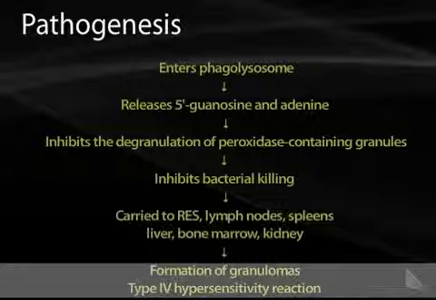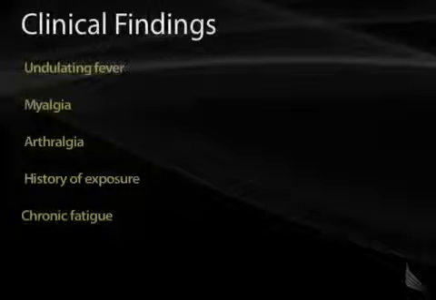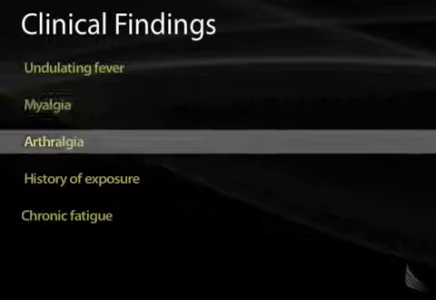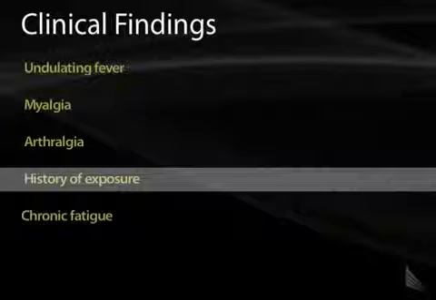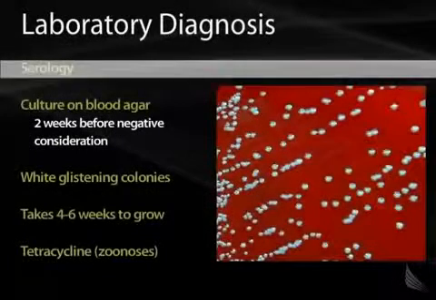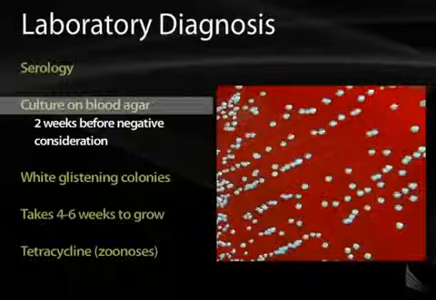There they set up chronic intracellular infection and granulomas, and a type 4 hypersensitivity reaction. Clinical findings include an undulating fever. It goes up and down. You've got muscle aches, arthralgias, you have a history of exposure to contaminated animal meat or their products, and you've got chronic fatigue. Diagnosis involves serology, or culture on blood agar.